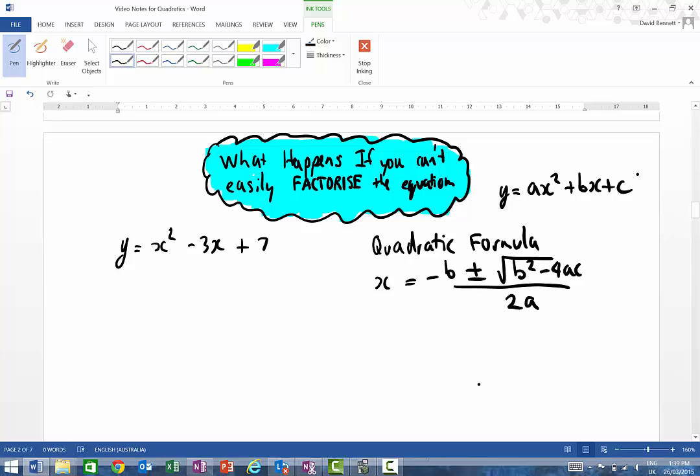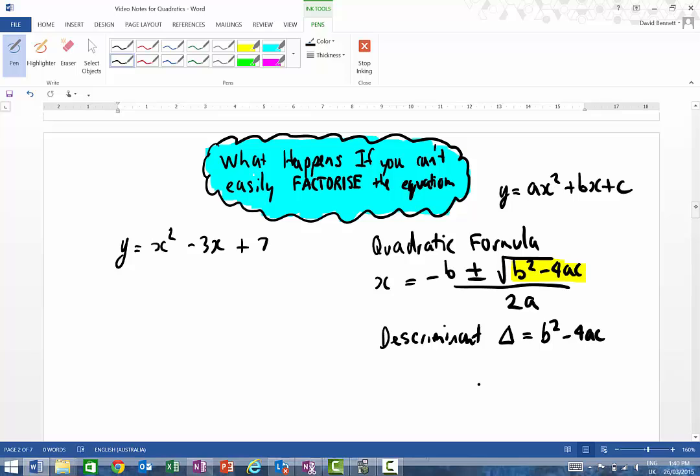So let's look at the function over here. There is a thing that we can do first to predict how many solutions we're going to get and what they're going to look like. This thing over here, which I'm shading in yellow, is called the discriminant. It's got the symbol of a little triangle, and that's equal to b squared minus 4ac, the bit that's inside the square root.